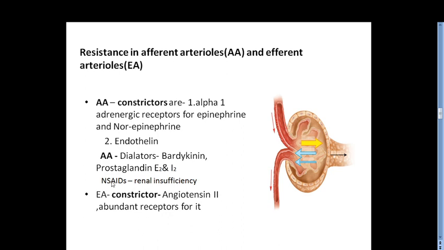That's why in chronic, long-term use of NSAIDs, they have a damaging effect on the kidney, especially the glomerulus, because they oppose the vasoconstrictor effect. If there is a strong vasoconstrictor and it persists for a long time, it ultimately produces hypoxic damage to these capillaries, and it may cause renal insufficiency and chronic renal failure. So these two vessels, the afferent arterioles and efferent arterioles, behave differently.